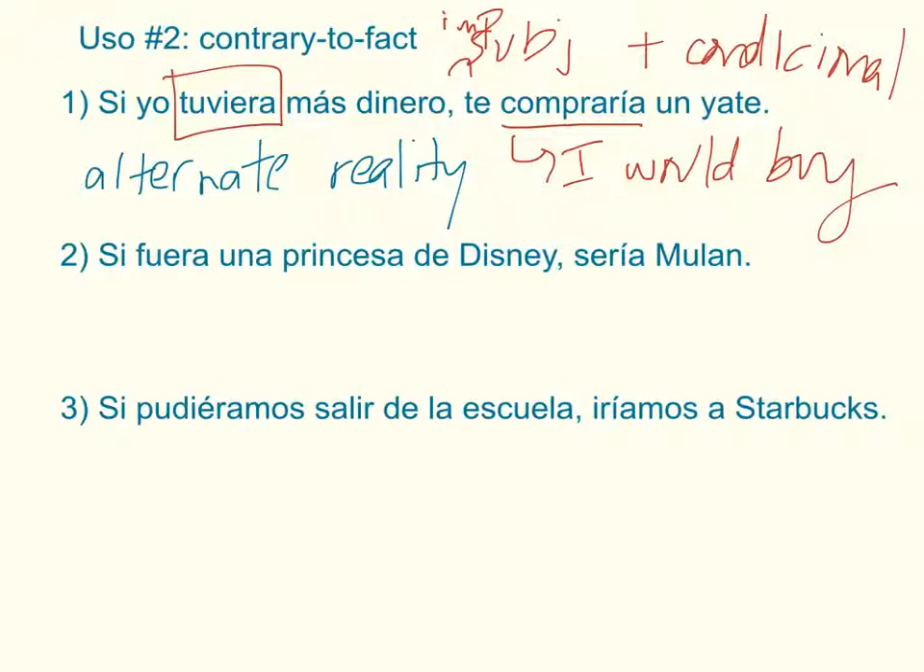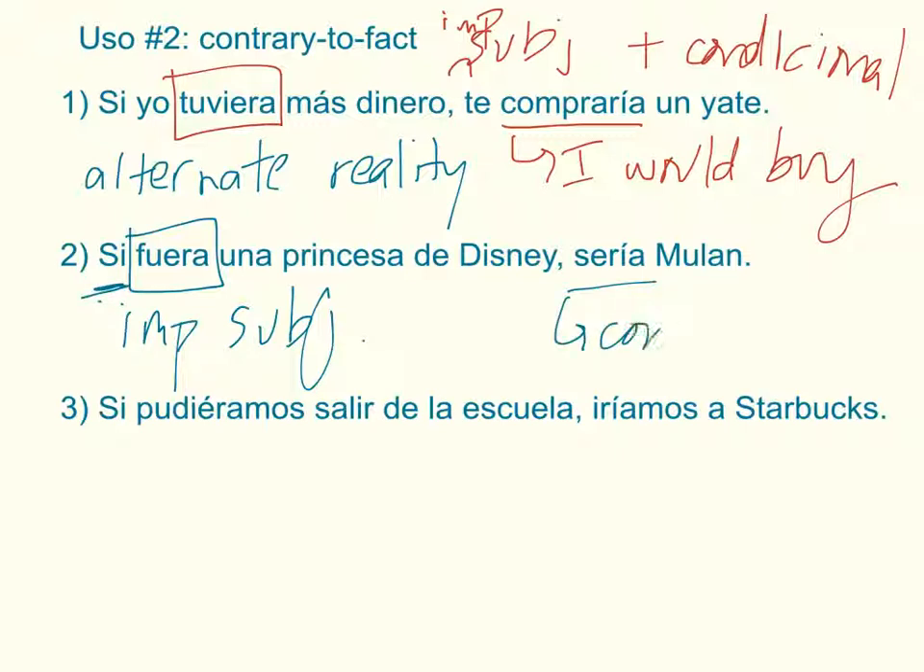Número dos, si fuera una princesa de Disney, sería Mulan. If I were a Disney princess, which, contrary to fact, I'm not a Disney princess. If I were a Disney princess, I would be Mulan. So here we have the imperfect subjunctive, again, represented after the word si, and then we have the conditional, I would be Mulan.